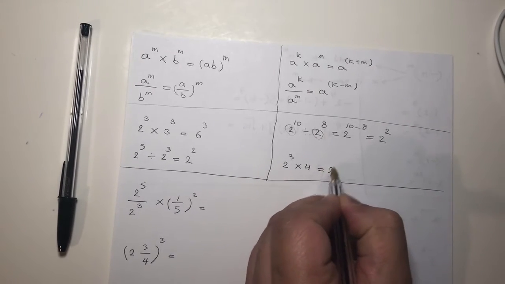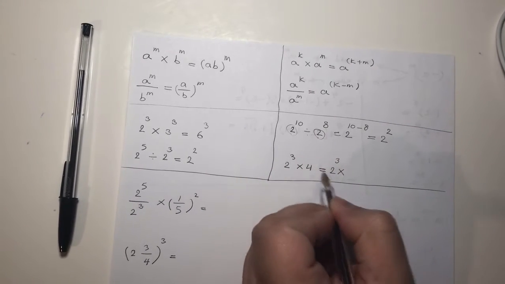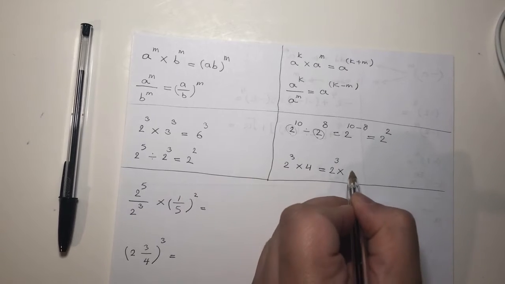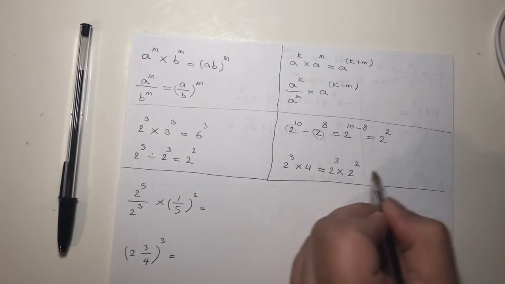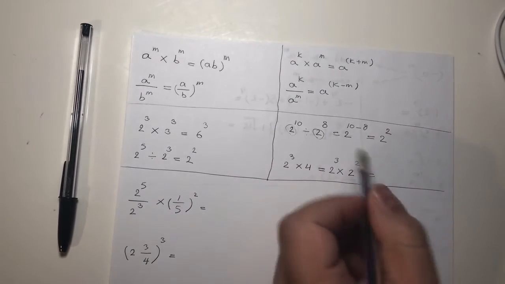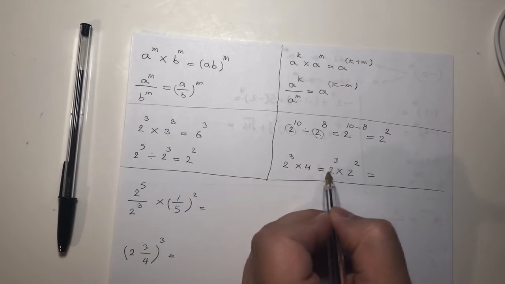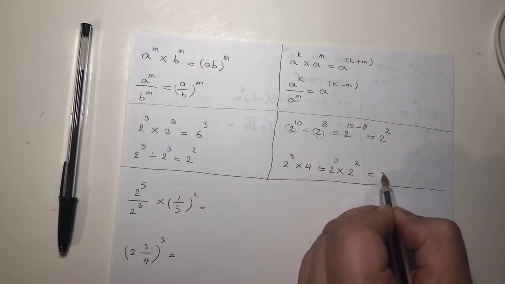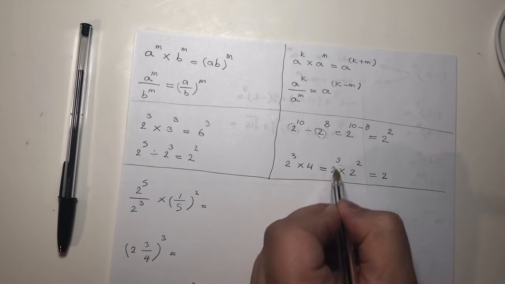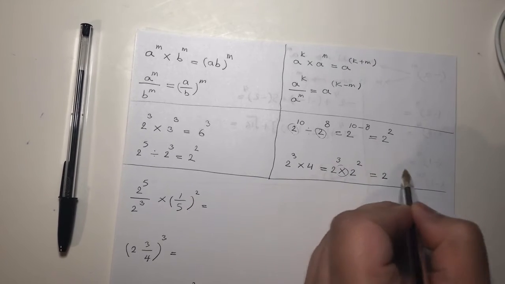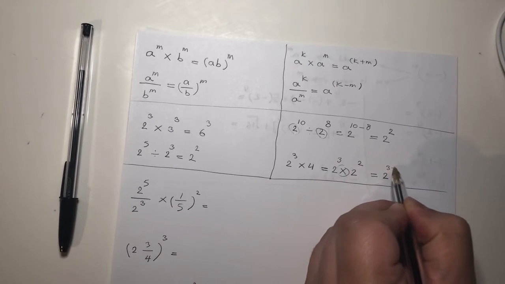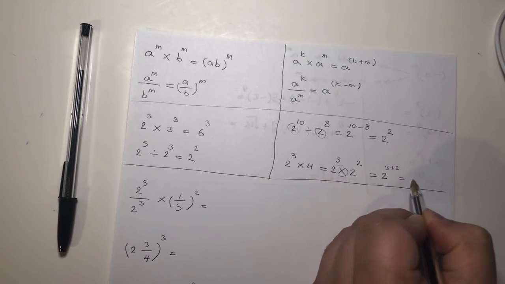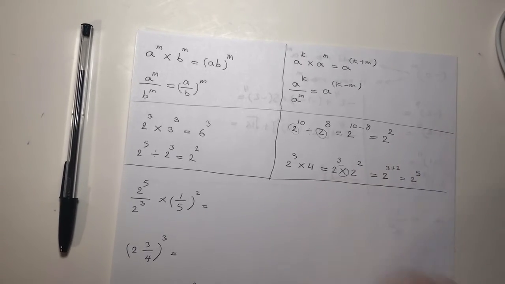So 2 to the power of 3 multiplied by, we can write 4 as 2 to the power of 2, right? Now we have the same numbers here, so we use one of them. Because it's a multiplication, we simply add these two exponents, 3 plus 2, right? So it would be 2 to the power of 5.